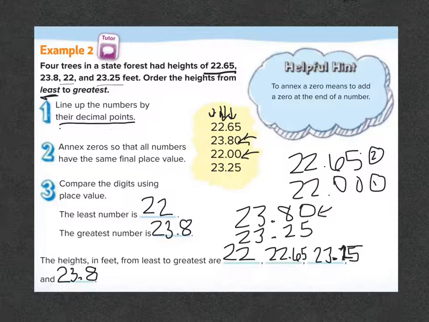That's all I have for you. Quick and easy. It's very similar to what we did yesterday, just adding in whole numbers.